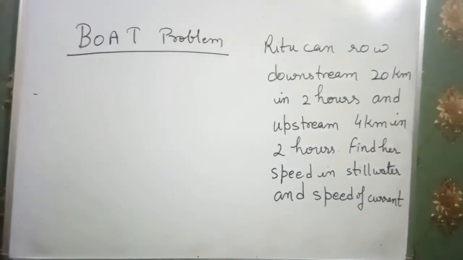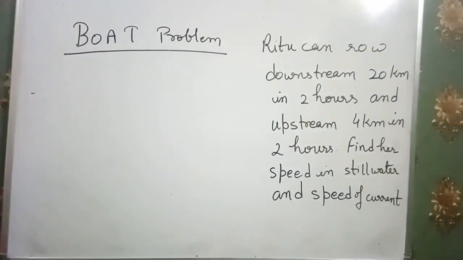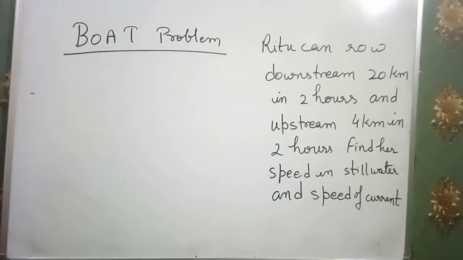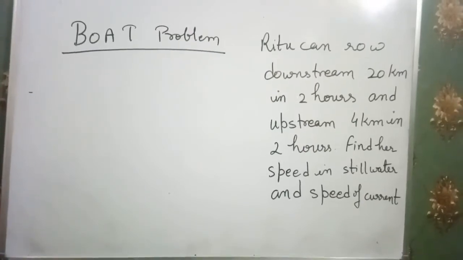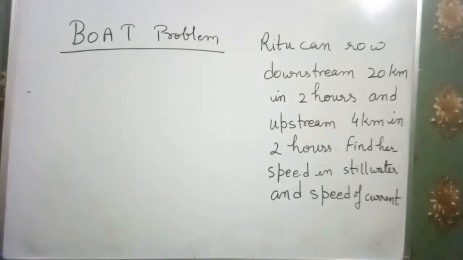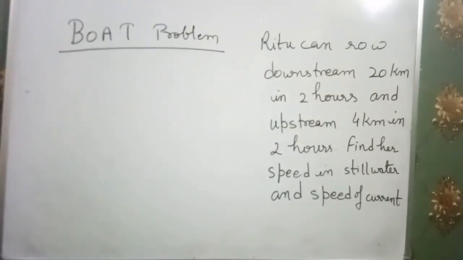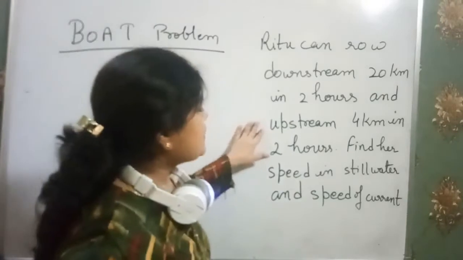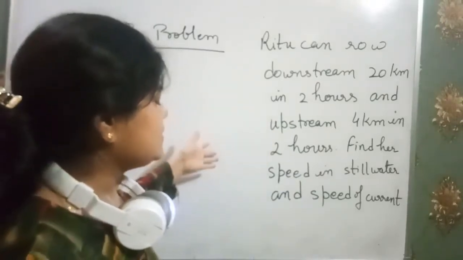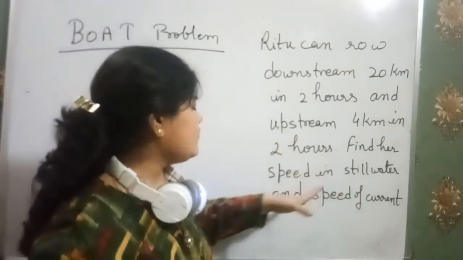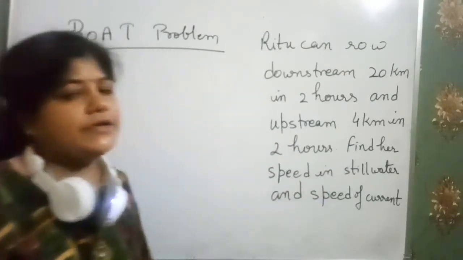Now one more concept I want to explain you. The board problems. We have in linear equations the board problems. The question we have: Ritu can row downstream 20 km in 2 hours and upstream 4 km in 2 hours. Find her speed in still water and the speed of the current.